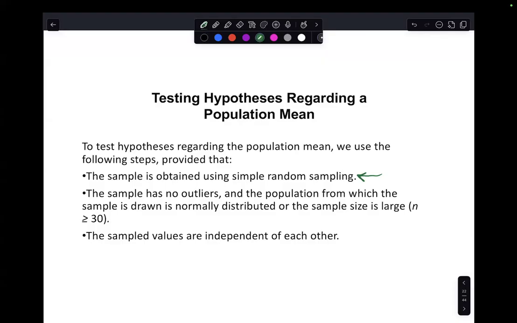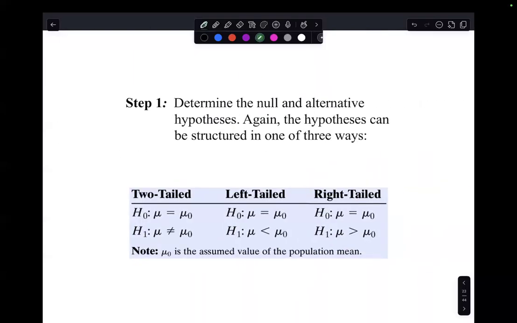So sample values are independent of each other. That's that 5% rule: the sample size is less than 5% of the population. Test those things. Make sure you state those things and move on. These are the same as before, except we're using mu instead of proportion. And two-tailed, left-tailed, and right-tailed, these are the same thing. I know I'm whipping through these, but we've already gone over this, so hopefully you'll slow me down if I'm going too fast.